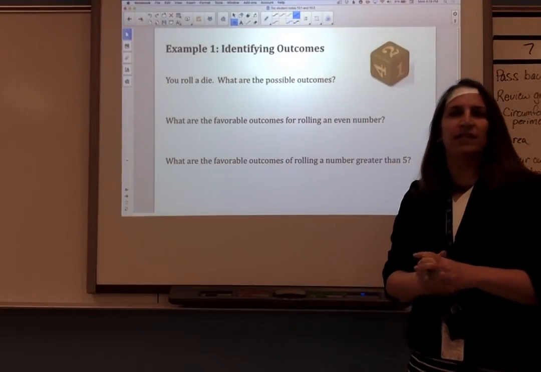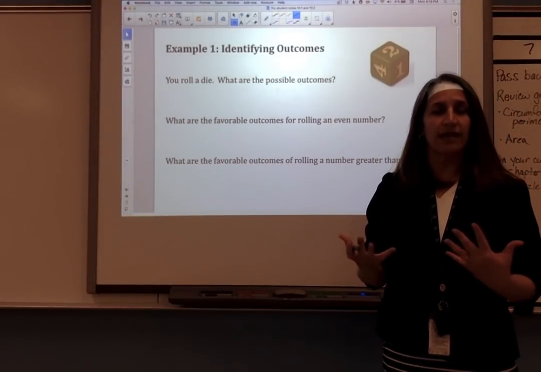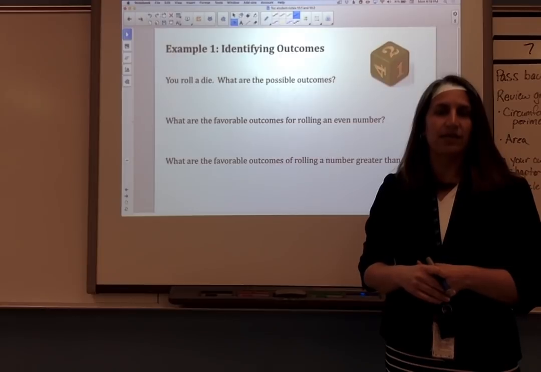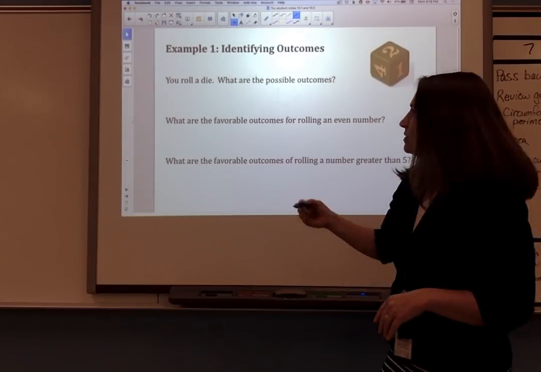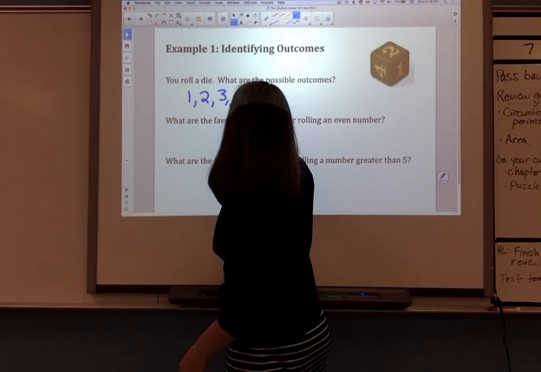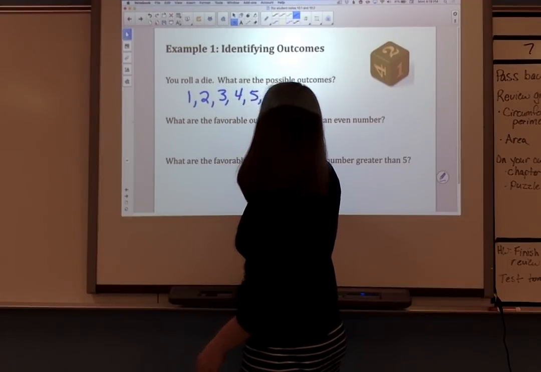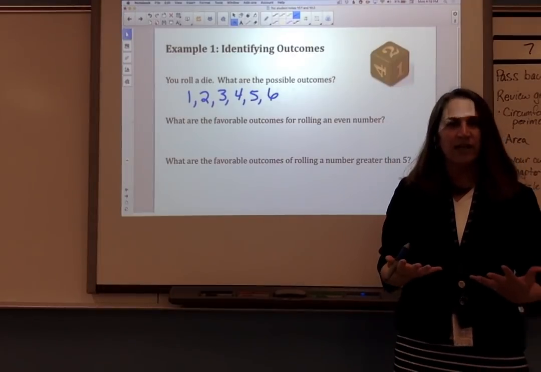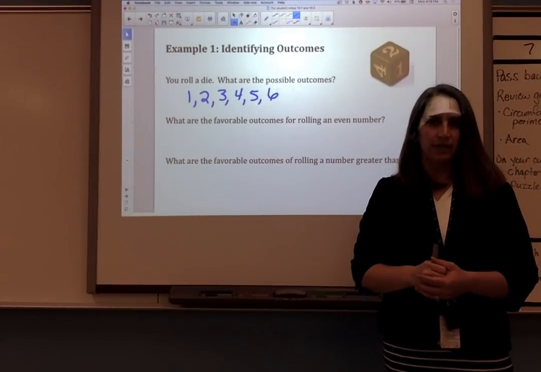So here's our first example. We have a standard six-sided die numbered 1 through 6. What are the possible outcomes? Well, we have 6. We could get a 1, 2, 3, 4, 5, or 6. So there are 6 possible outcomes, and here they are listed.